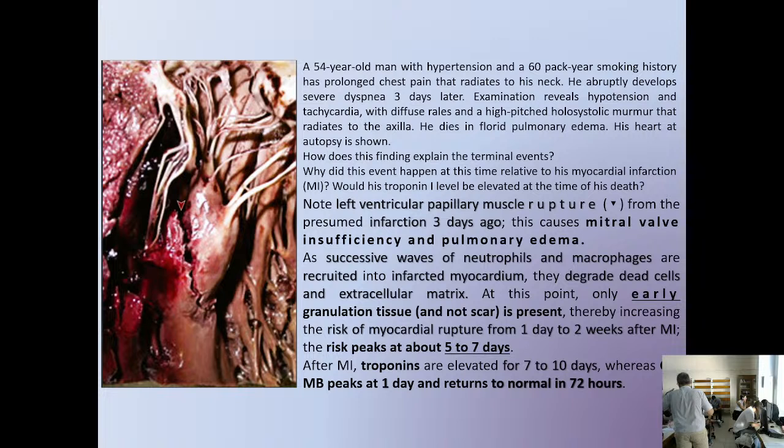So where does it go? From the left atrium to the pulmonary circulation. And this causes dyspnea and edema.